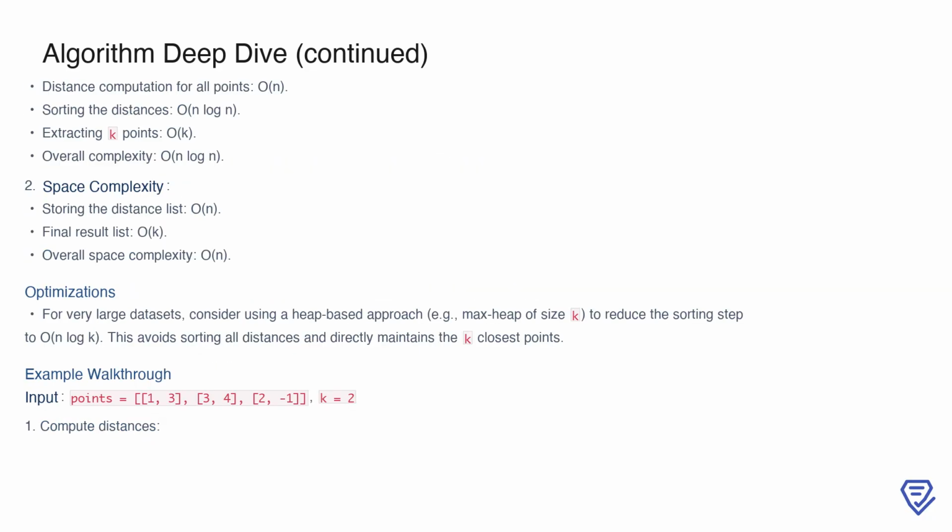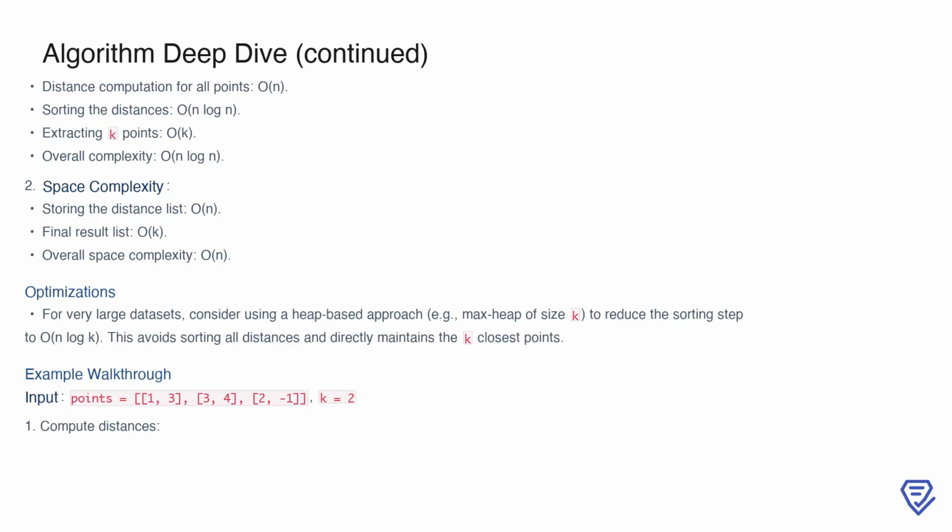Let's analyze the algorithm's complexity. Calculating the distance for all points involves iterating through the input list once, which is O(n). Sorting the list of distances requires O(n log n), as sorting dominates the time complexity. Extracting the first k points from the sorted list is an O(k) operation, but this is negligible compared to sorting. Thus, the overall time complexity is O(n log n).